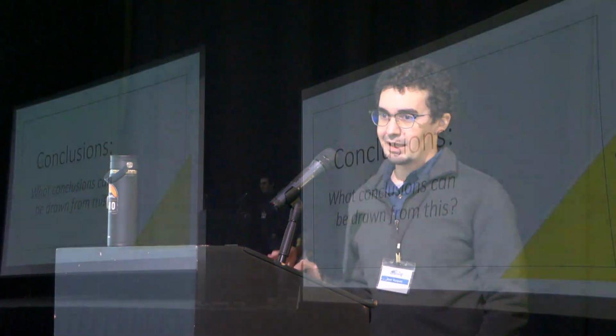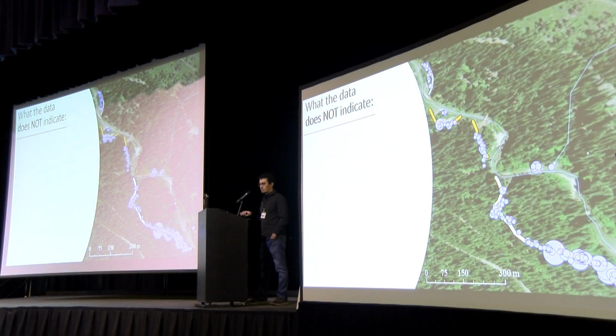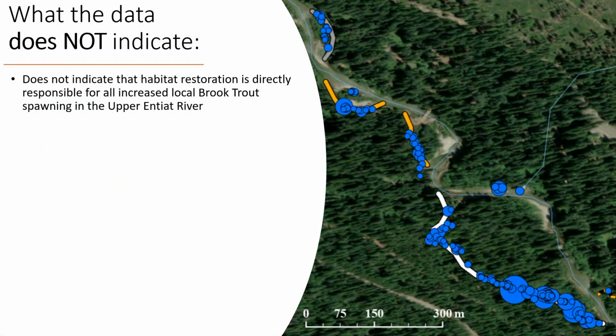All right, so conclusions. Now I want to get into what conclusions we can and can't draw from this data. First, let's talk about what the data does not indicate. It does not indicate that habitat restoration is directly responsible for all increased local brook trout spawning in the upper river. Again, over 80% of brook trout redds were observed in naturally reconnected or unaltered habitat.